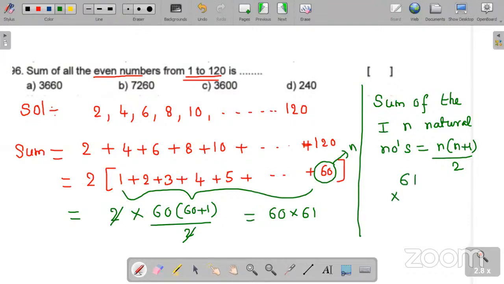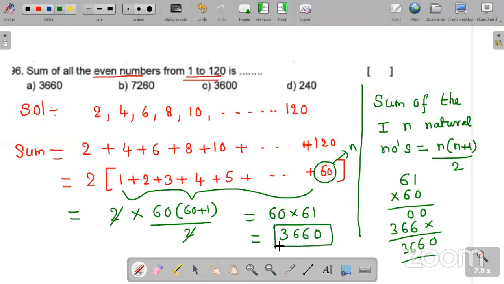61 multiplied by 60. 0, 6, 1 times 6 is 6, 36. So that means 3660. So which is the right option? Now you select your answer yourself. You need to select.